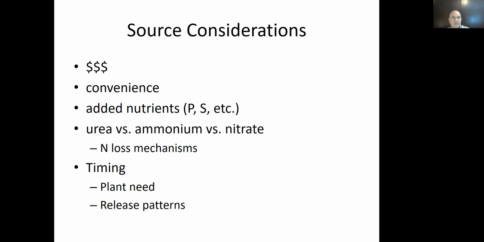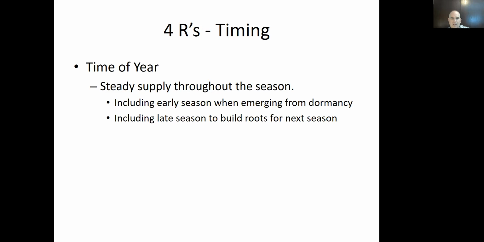In the case of nitrogen, I need to think about loss mechanisms and whether I am going to lose that fertilizer. I need to understand the nitrogen cycle. I also need to understand the timing of release and when my plants need that fertilizer. It's important to think about the time of year. I typically want a steady supply of nutrients throughout the season, including early season when emerging from dormancy, when sometimes the soil is cool. And so sometimes we need to give a little fertilizer right at the beginning just to give it a little kickstart.